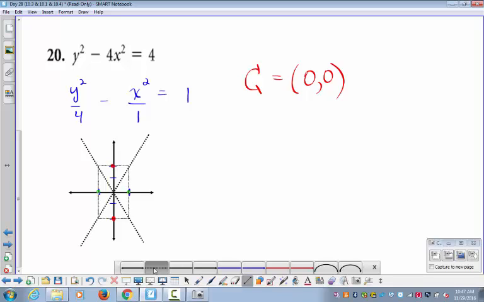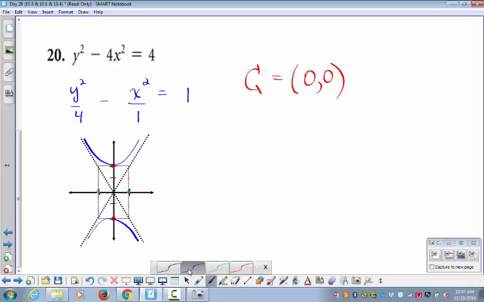And then we have to remember, does it open horizontally or vertically? It's going to open vertically because the y's are first. Since it's not shifted, you can say the y-intercepts are plus or minus 2. It goes through the vertices and gets close to the asymptotes. And then foci, we add the denominators. So little c squared will be 4 plus 1, so c is root 5.